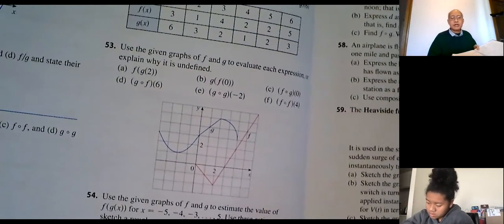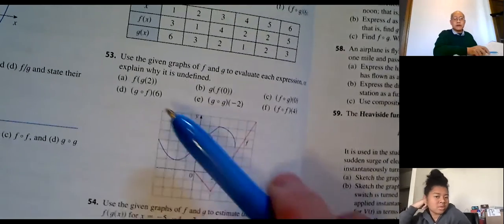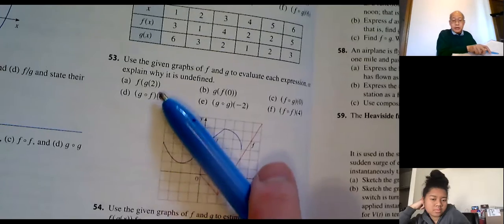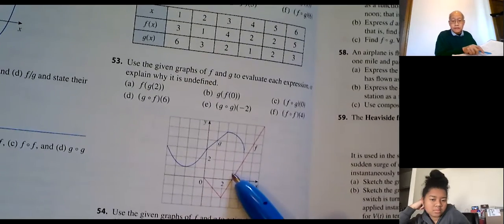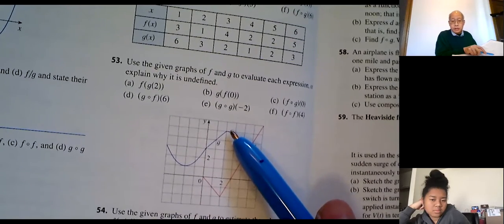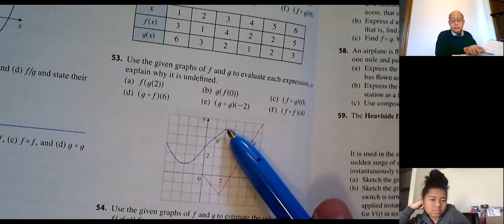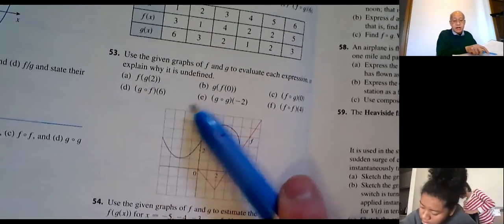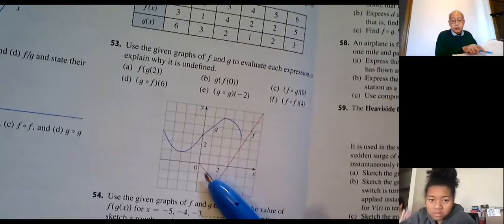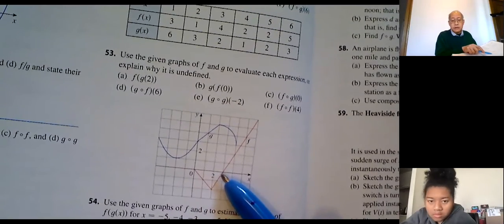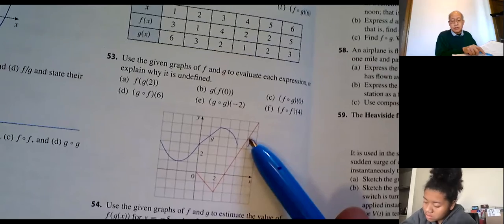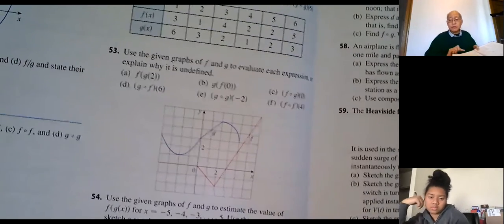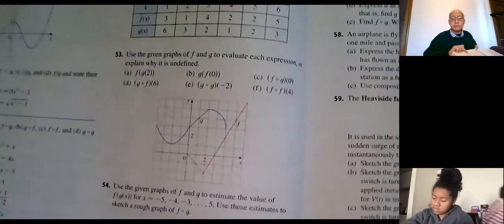Okay, A, f of g of 2. So we're supposed to do g of 2 first. So g of 2, blue graph. Remember, these are always x, these are inputs. So g of 2 is up here. So where is here? 1, 2, 3, 4, 5. Is that right? So inside, this is 5. So now I want f of 5. So red graph, x is 5. 2, 3, 4, 5. I'm up here. So where's here? Looks like it's 4. So the answer to 53A is 4. Okay, go ahead and write it down.